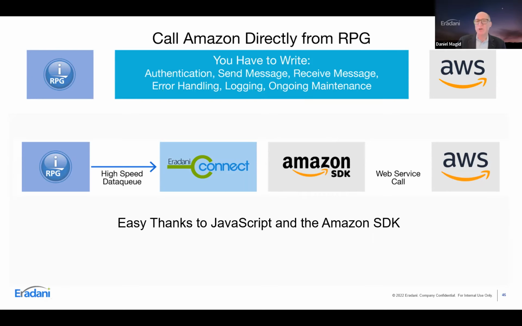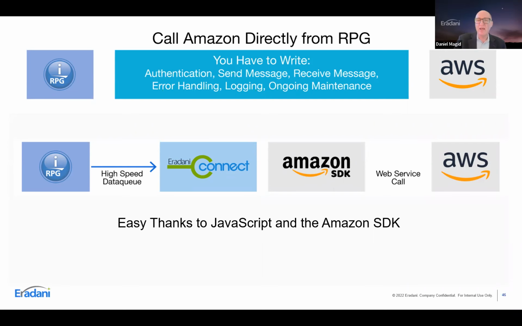They do all the maintenance for you. All the message serialization is done for you. That's all done for you. The problem we have in the IBM i world is that these SDKs are written in things like JavaScript or Python. They're not written in RPG. So you need to have a JavaScript layer in order to use those SDKs. And again, in Eradani Connect, we create that for you so you can just drop these SDKs in and you can use them.